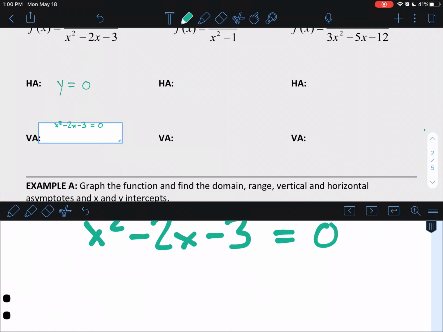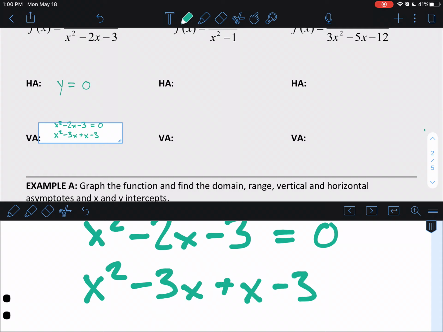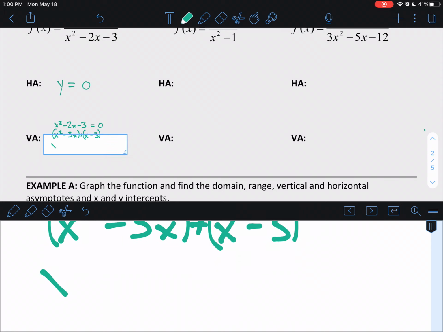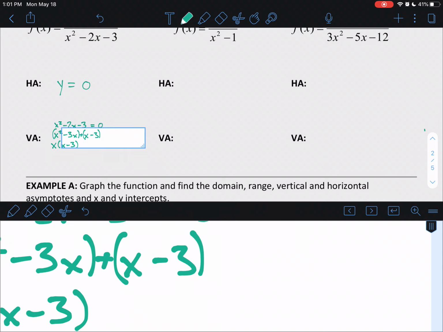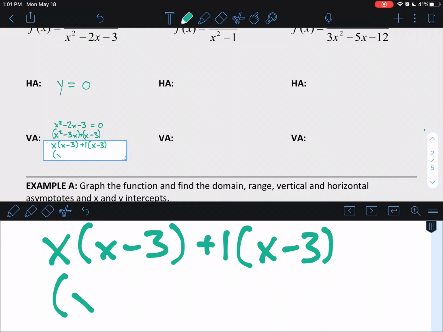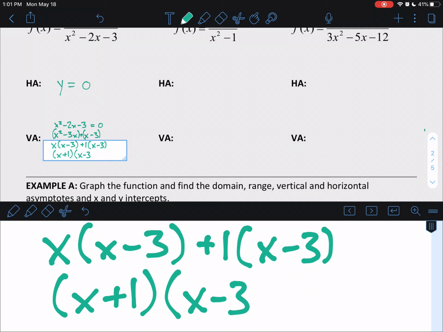So that gives me x squared minus 3x plus 1x minus 3. And then I'm going to group. Between x squared and negative 3x, I can pull out an x, and I'm left with x minus 3. And between x and negative 3, I can't pull out anything, but I've got to pull out something, so I'm pulling out 1. And that leaves me with x plus 1 times x minus 3.